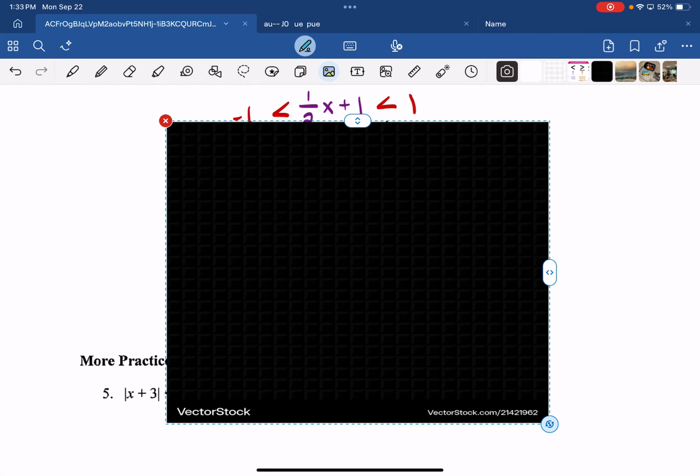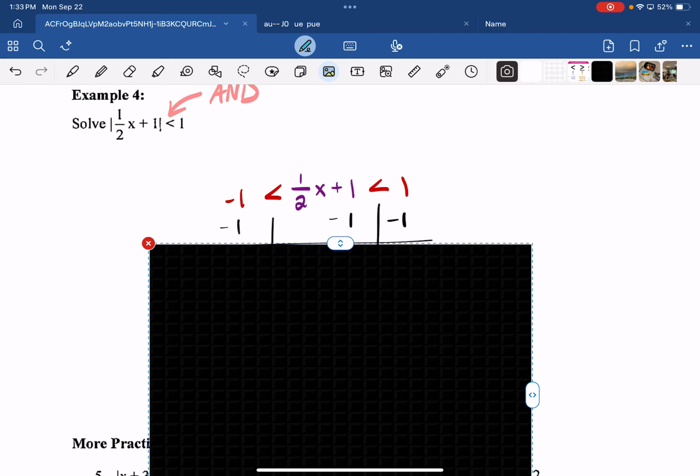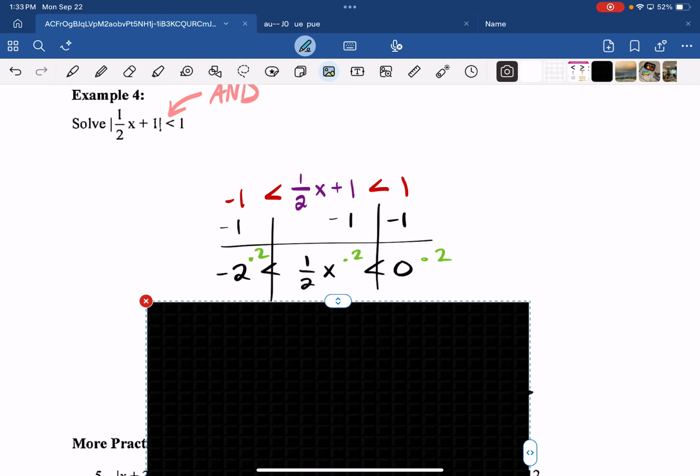I want to make calculations. -4. Alright, how about we graph this? 4. All right, so we should have subtracted 1 first. Then we were left with -2 is less than 1/2 x, which is less than 0. I multiplied everything by the reciprocal, which was just 2 over 1, or 2. You could have divided by 1/2 also. You'd get the same answer.